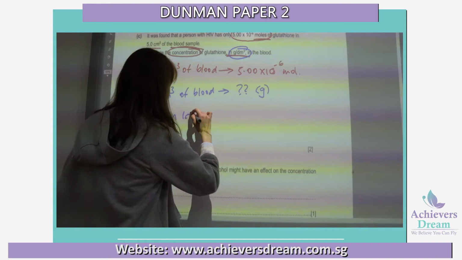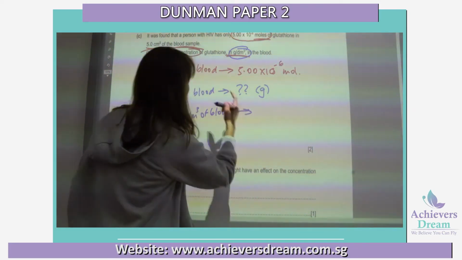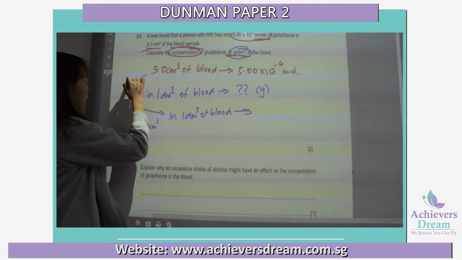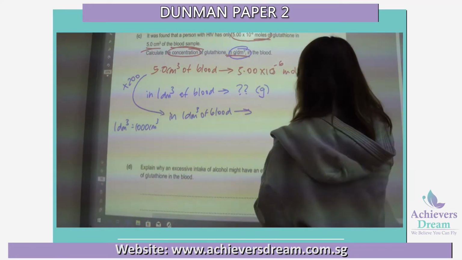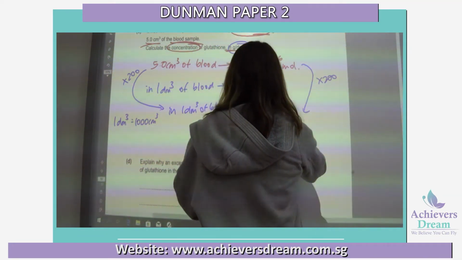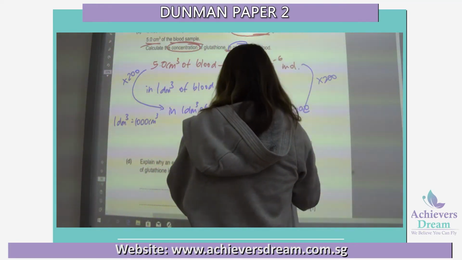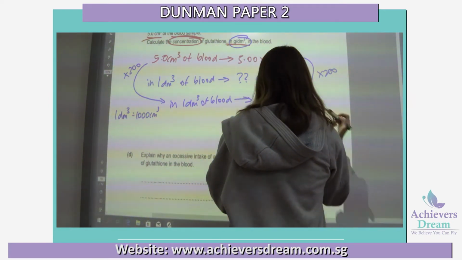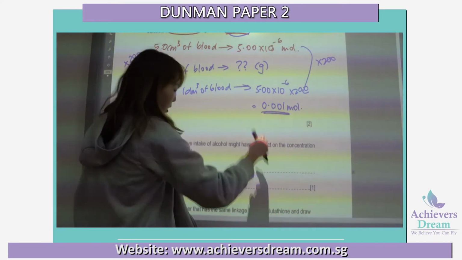So in 1 dm³ of your blood sample, what's the number of moles? It is times 200, and the same for the right hand side, times 200. So 5 × 10^-6 times 200, the answer would be 0.001 mole. Now I have the number of moles. How do I find the mass?